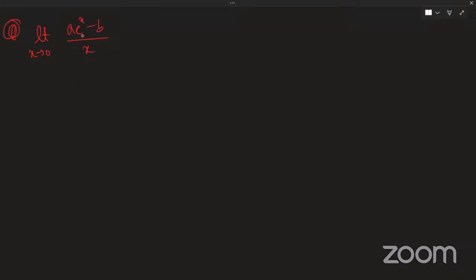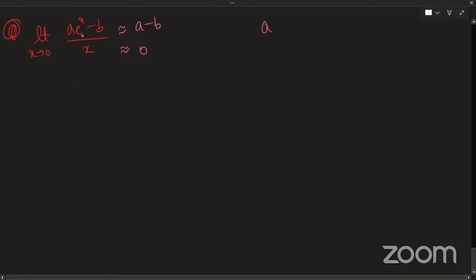Can you tell me where my denominator is tending to? It is asking me the values of a and b only. What about the numerator? What is e raised to 0? 1. So a minus b. What should be the value of a minus b? 0, sir. Great. A minus b is 0, and I got the first equation.